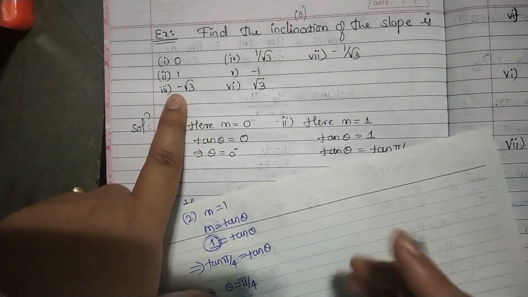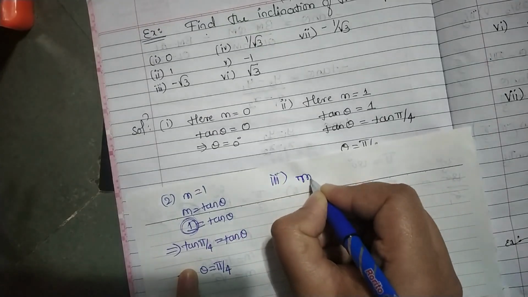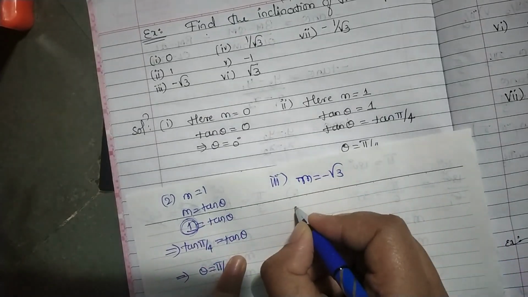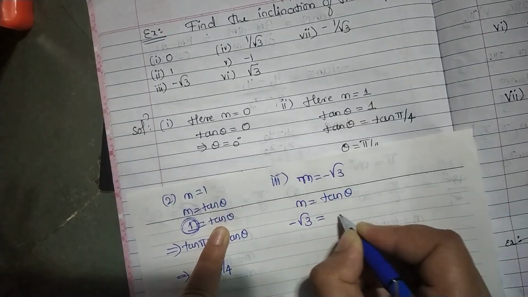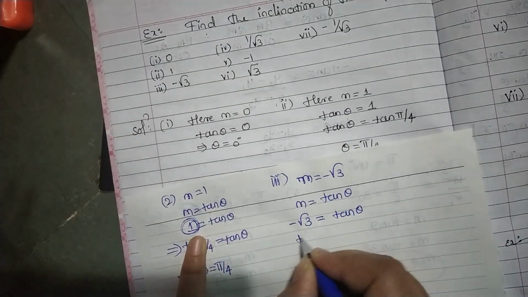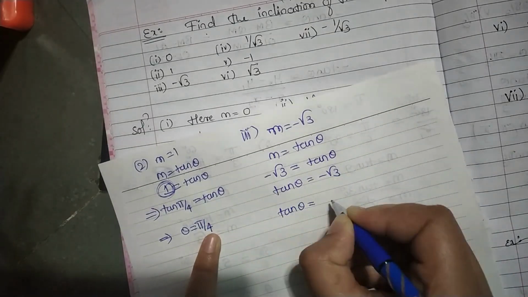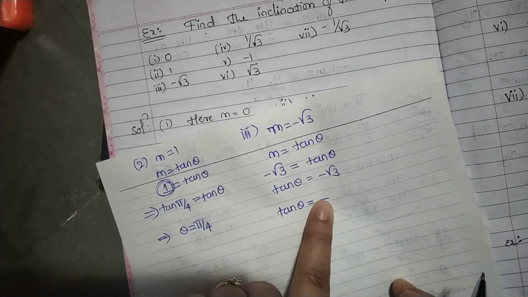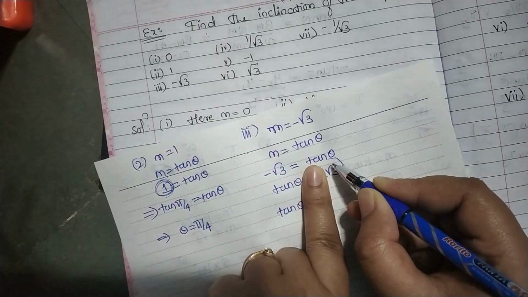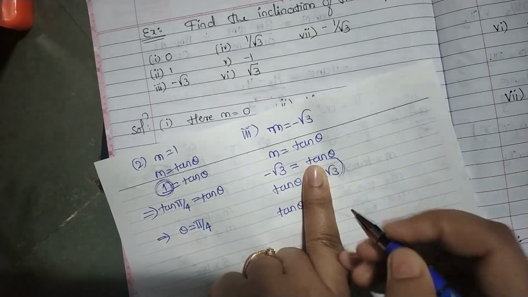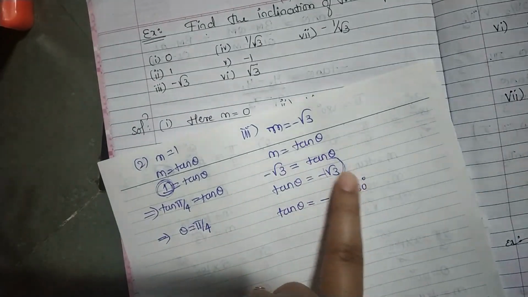Okay. Third is minus root 3. The m value is minus root 3. So we know that m is equal to tan theta. m is minus root 3, that is tan theta. So tan theta is equal to minus root 3. Let us first ask, for what angle is the tan value root 3? That is tan 60 degree is root 3.